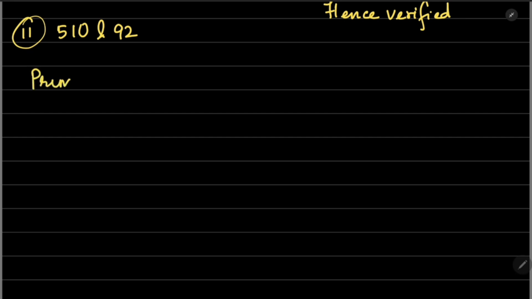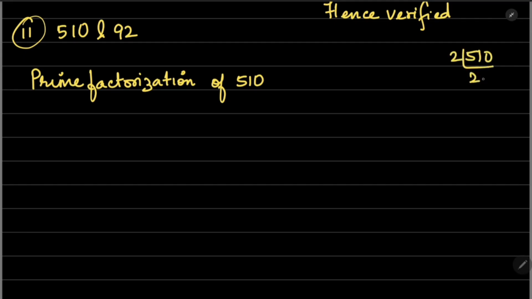Okay, so prime factorization of 510. Start with 2: 2 twos are 4, 2 fives are 10, 5, right? Then you can go with 3: 3 eights are 24, 3 fives are 15, again 5. 5 ones are 5. 5 sevens are 35. And 17 is a prime number. So you have 2 multiplied by 3 multiplied by 5 multiplied by 17.